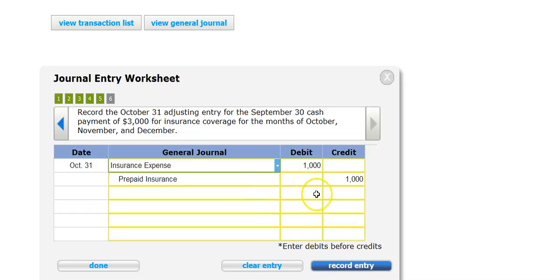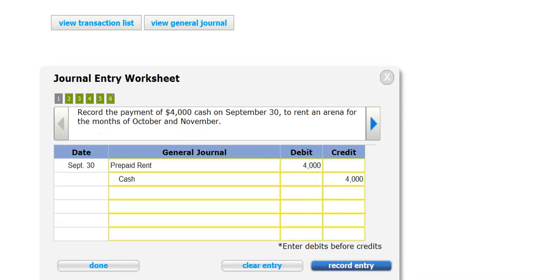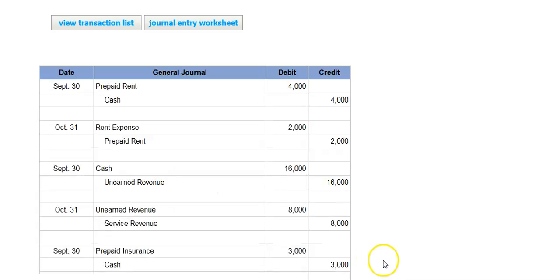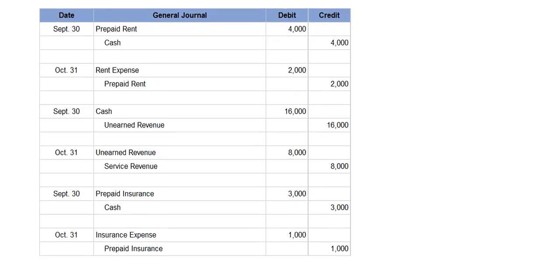Why? Because it's a used up benefit. We've received the benefit of the cost. So we reduce the asset and call it an expense. I'm going to record that entry and then show you all the entries together. Okay, now as we look at them, please note that the adjusting entries have some elements of the original entry.